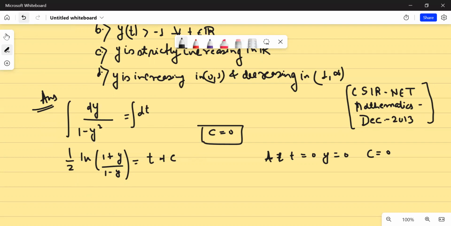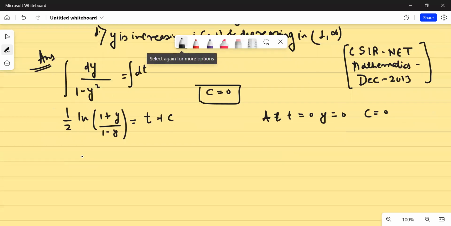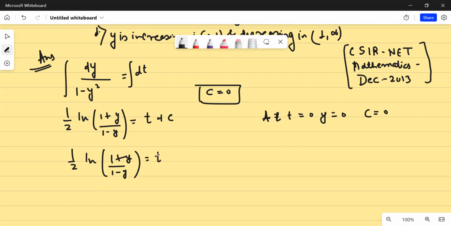So overall, I know that my solution would be reduced to this: 1 upon 2 ln of (1 + y) divided by (1 - y) is equal to simply t. And here you can do some manipulations, and I'll write (1 + y) upon (1 - y) is equal to e to the power 2t. And then I have to isolate this y from here. So what I should do is this: (1 - y + 2y) divided by (1 - y). So I'll write 1 + y as 1 - y + 2y.